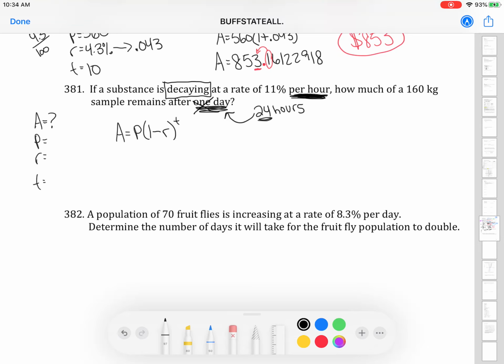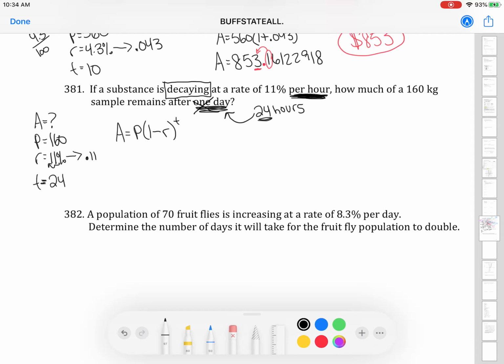It's again asking me how much of this remains after a certain amount of time. That means I don't know my ending amount. A is a question mark. We don't know it. P is what you start with, which in this case is 160. R is your rate. It is 11%, but we need to convert that to a decimal. When you divide it by 100 or scoot that decimal point 2 places to the left, you get 0.11. And your T, remember, needs to be 24. For 1 day, you need to plug in 24 hours because the rate was changing per hour.